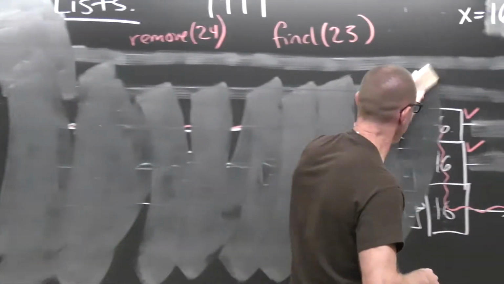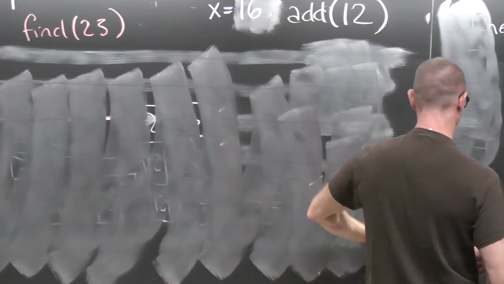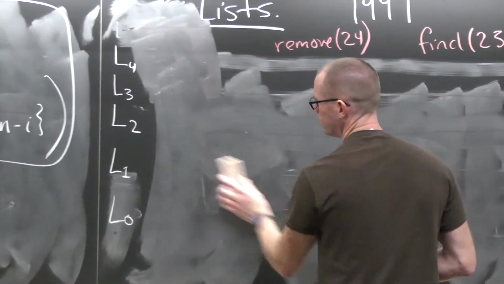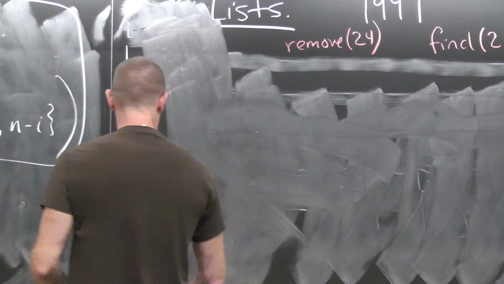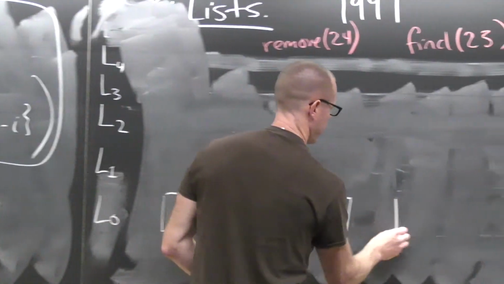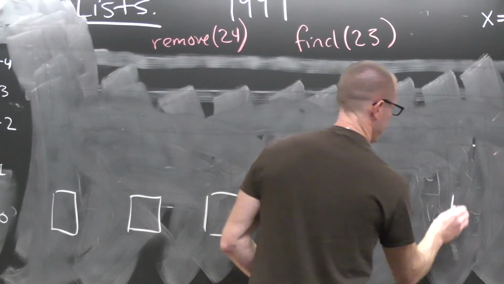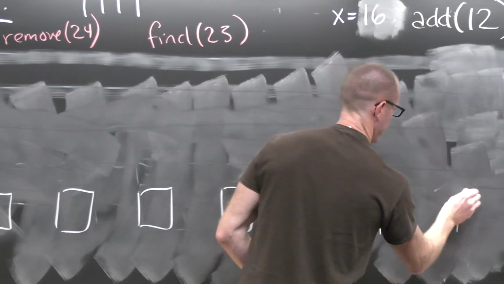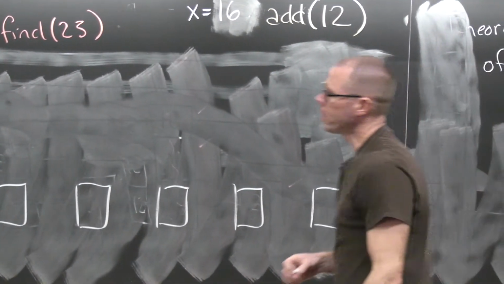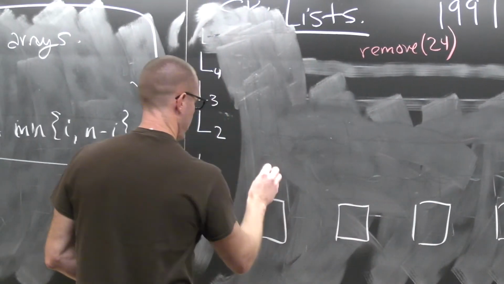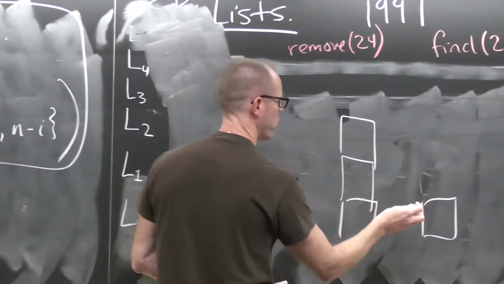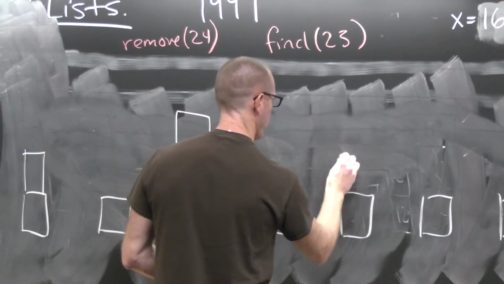This is getting too messy, so I'll have to redraw it. I want to use a skip list to implement a list. I'm not going to do actual coin tosses this time.